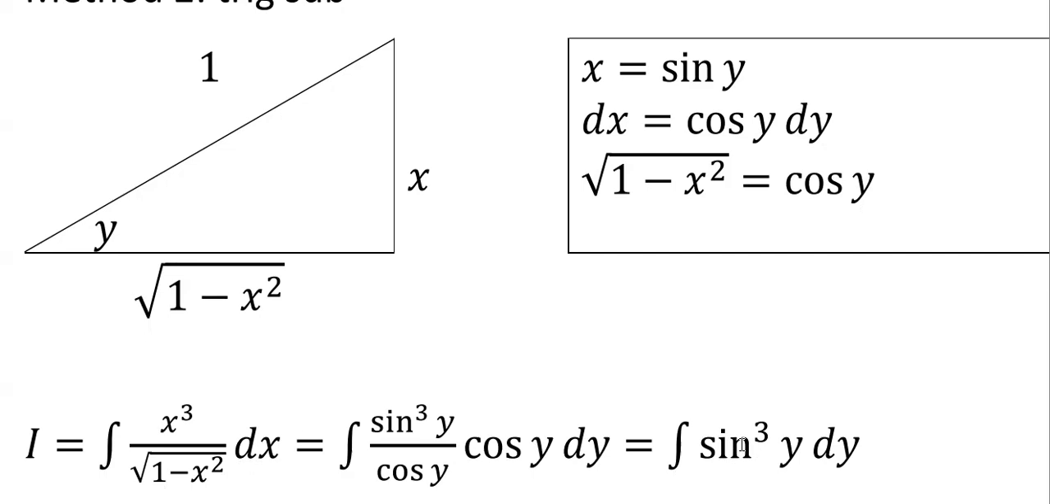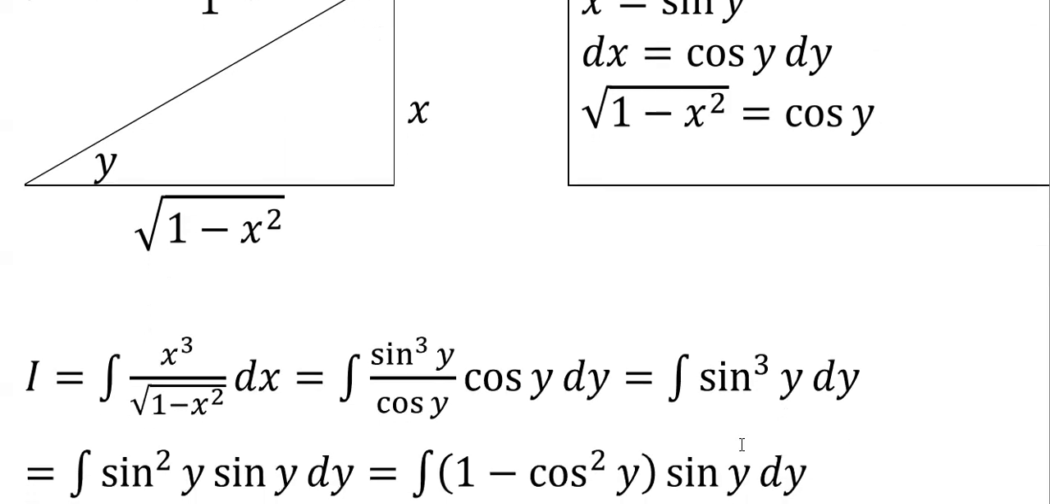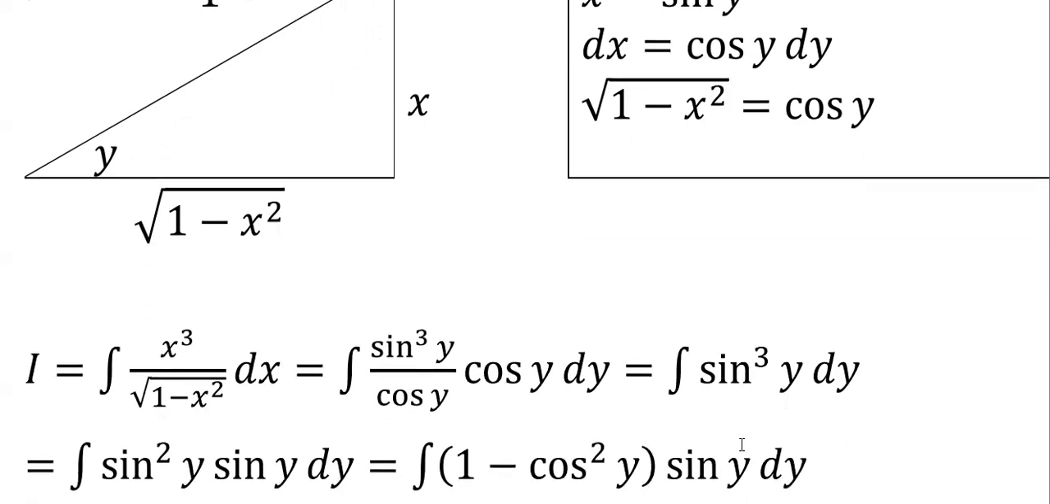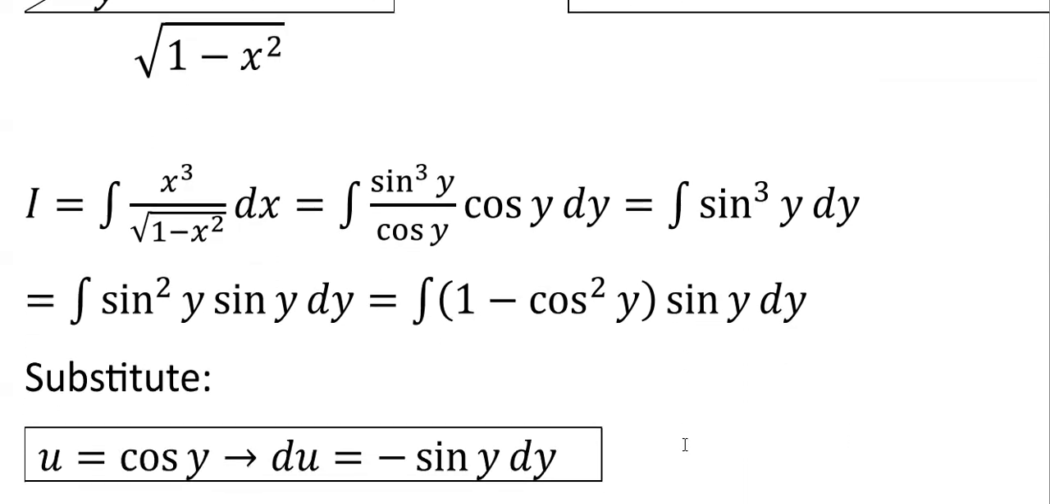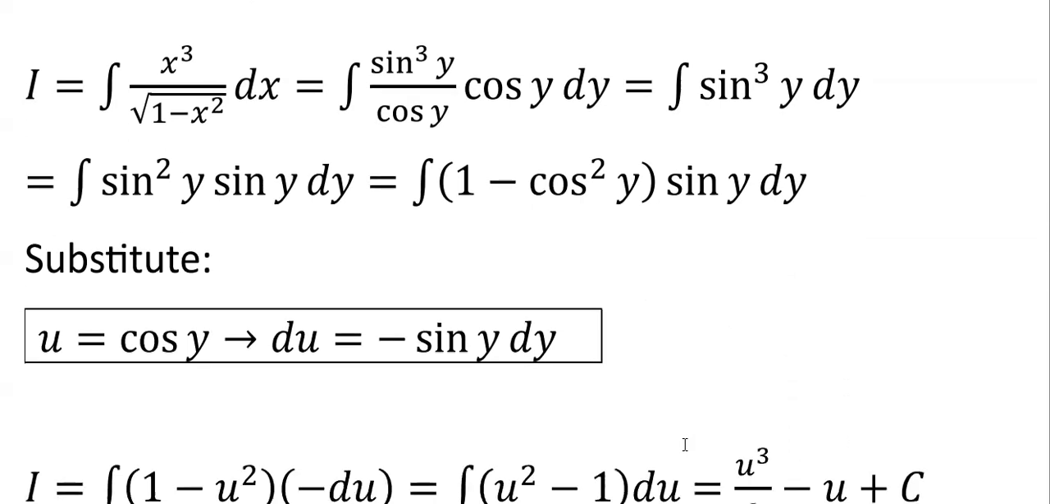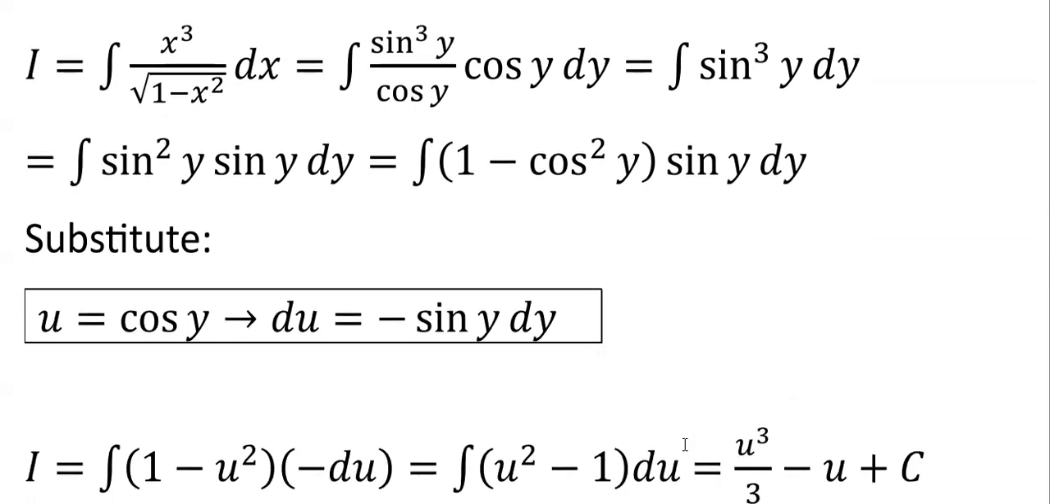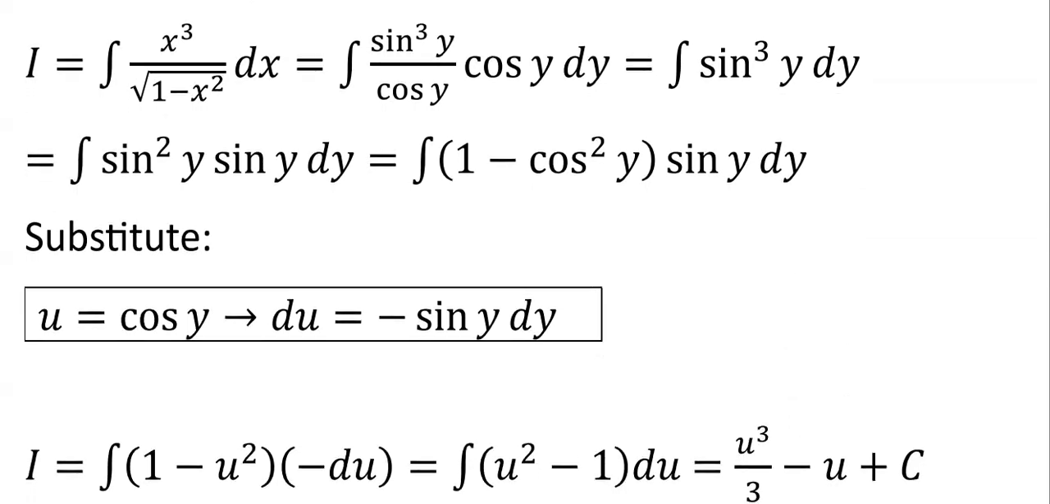This is just a typical trig integral now that hopefully you remember how to solve. You save one factor of the sine, and then you change the rest to cosine. So that's what happened here. And then we let u be cosine y. du is minus sine y dy. Substitute. And then this looks familiar, right? It's just the power rule now.